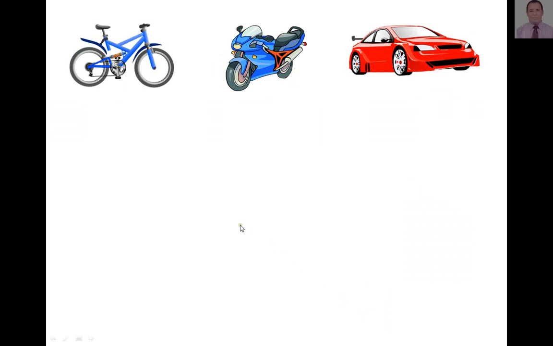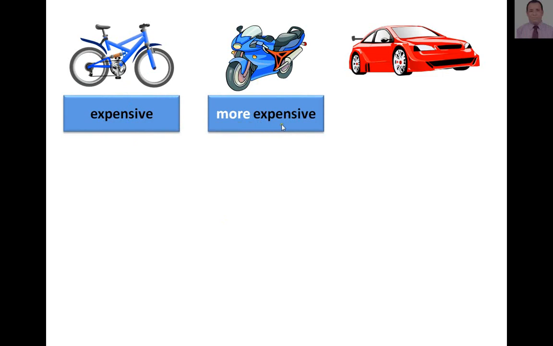Also, we still have some more examples. Look at this. This is what? Expensive. This bicycle is expensive, but the motorbike is very good, more expensive. More, because this is a long adjective, and the car is the most expensive. Yeah, because here I have three objects, but here the bicycle and the motorbike still have just two. I say more expensive. Then I add the car, so we have three. I say the most expensive.